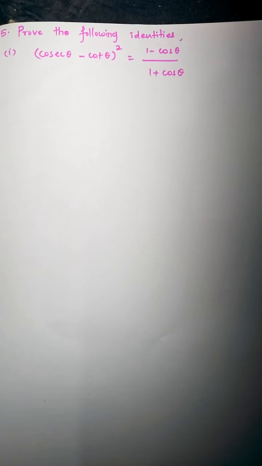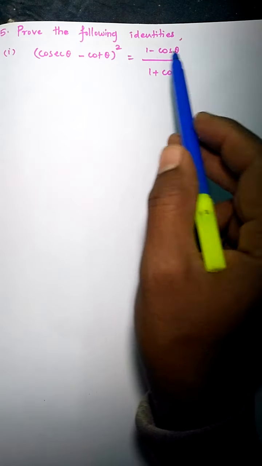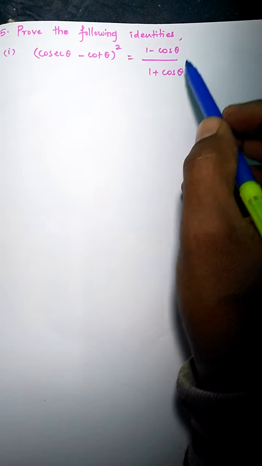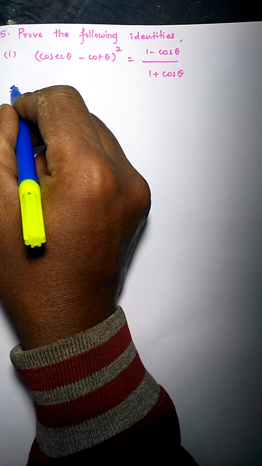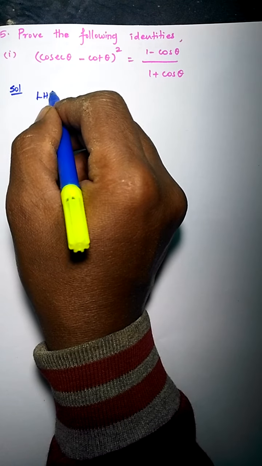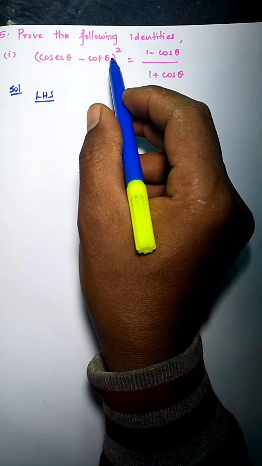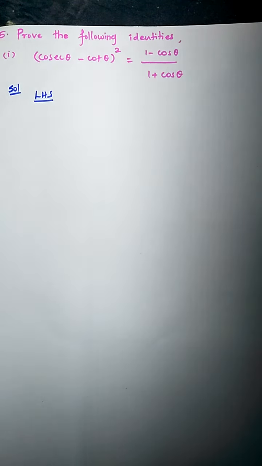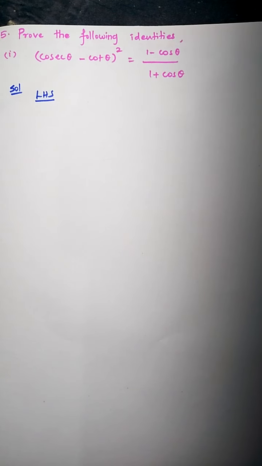So here we have the first option. Prove the following identity. It means we have to prove LHS is equal to RHS. So we are going to take the LHS side and prove the RHS. Let's take LHS: (cosecant theta minus cot theta) whole square, and we have to prove it equals (1 minus cos theta) by (1 plus cos theta). Let's take the LHS side now.